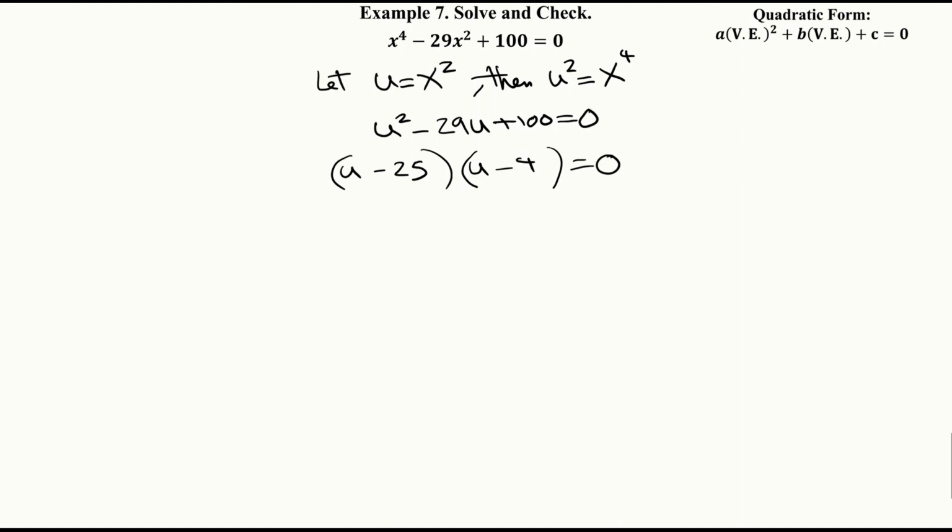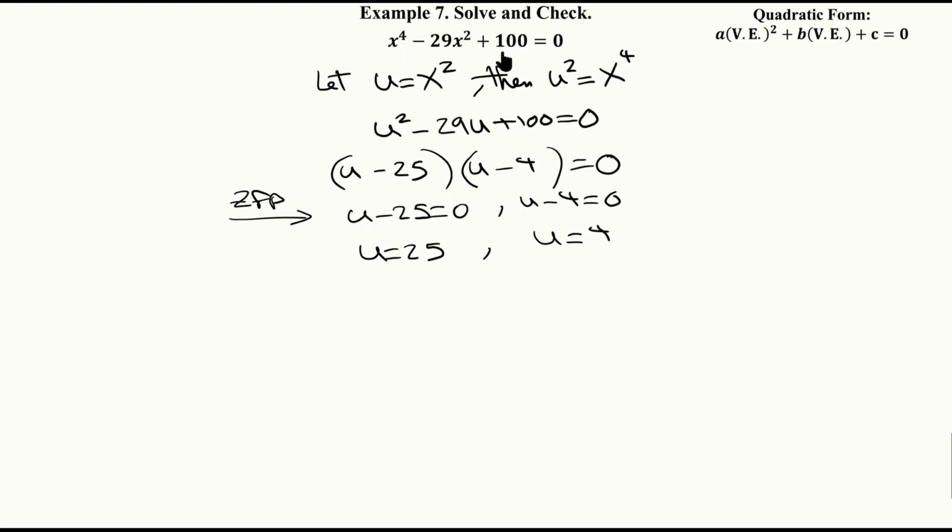Now we go ahead and apply the zero factor property, and we get u minus 25 must be 0, or u minus 4 must be 0. So we end up with u equals 25 and u equals 4. This is when we arrive at one of the common errors with a problem like this. Students just go ahead and plug in 25 and 4. And of course that is not correct, because we're not solving for u, are we?